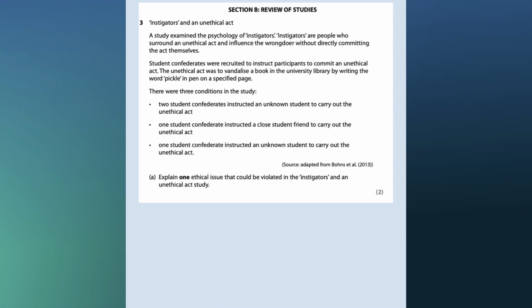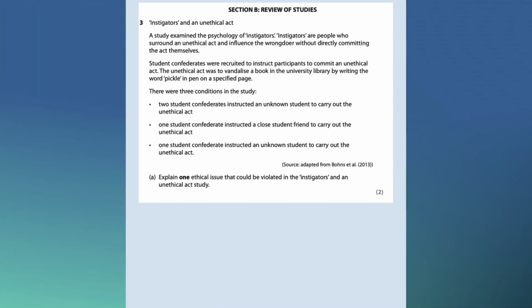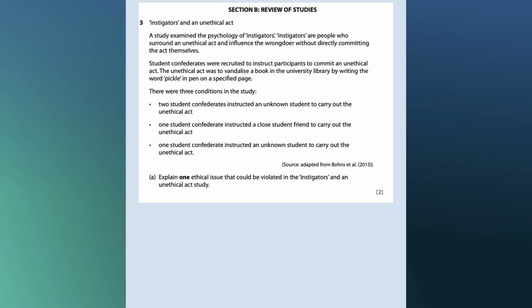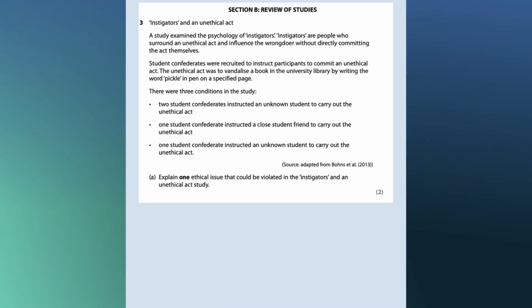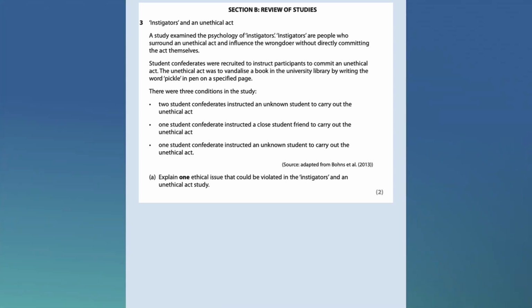So we're going to start with question 3, and this is the unseen study that they're going to ask you about. In this case, we've got something that calls itself instigators and an unethical act. Our study examined the psychology of instigators. Instigators are people who surround an unethical act and influence the wrongdoer without directly committing the act themselves. So in other words, these are people who actually influence somebody to do something they shouldn't, but don't actually commit the crime themselves.